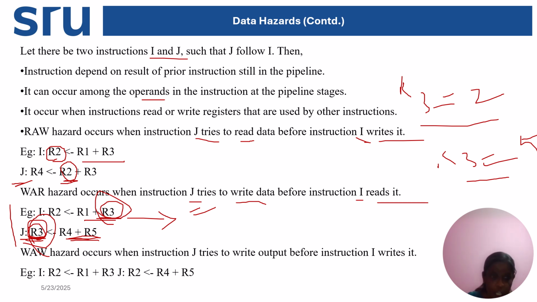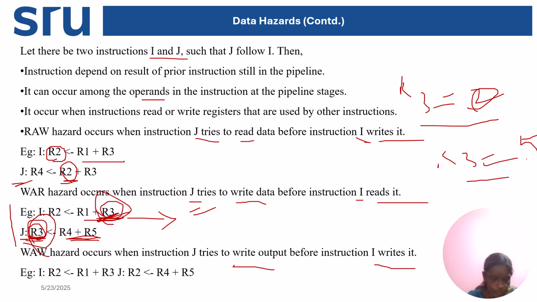That is why before replacing R3 with the 5, this 2 value should enter here. That is what the meaning. And then, write after write. Right after write, a hazard occurs: the instruction J tries to write output before instruction I writes it.